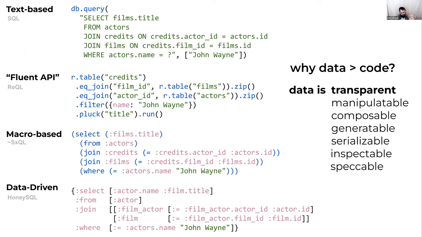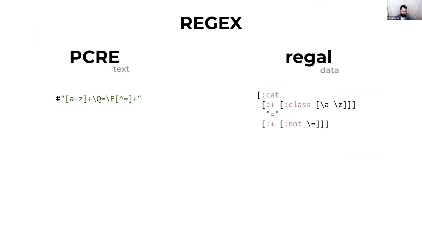But in many other systems, I think it is a practical and good approach. So I'm going to go through a whole bunch of examples in the Clojure ecosystem. In Clojure, you can represent regex using the regular PCRE text syntax, but there is a library called Regal that lets you represent them using data structures. And if you need to dynamically generate regexes on the fly, it's much easier to work with composing things with something that looks like this than using string manipulation.